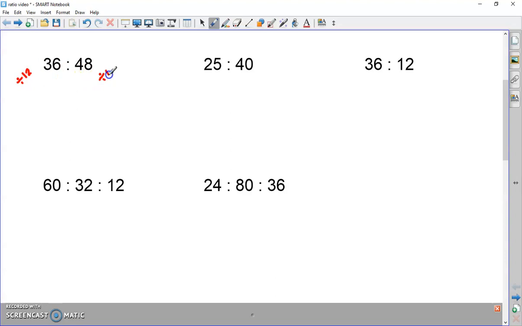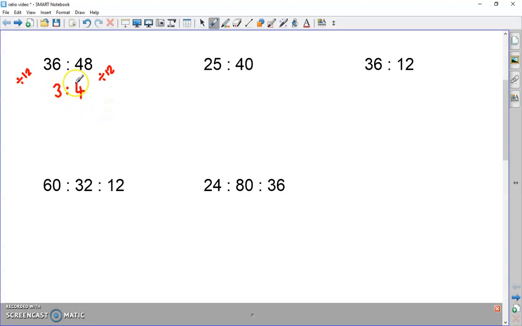With a fraction, you do the same to the top and the bottom. With a ratio, you do the same to all of the different parts of the ratio. That would give us 36 divided by 12, which is 3, and 48 divided by 12, which is 4. And I know it won't go any smaller than that because there's nothing that 3 and 4 both divide by.